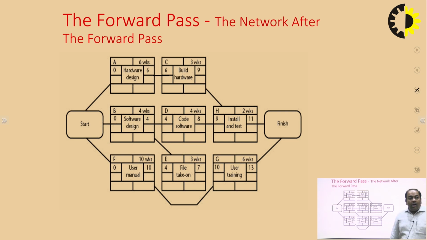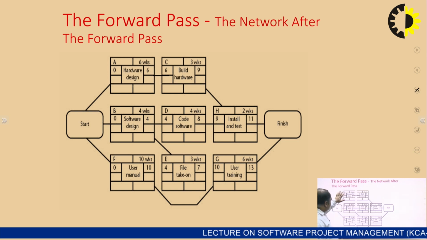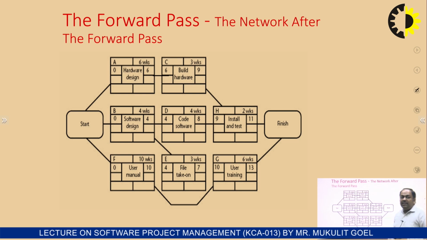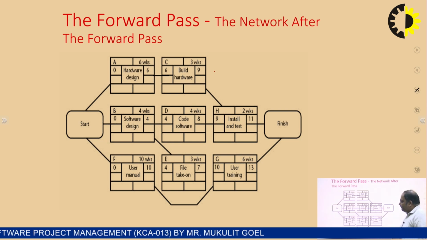So what we do after the forward pass, we write the earliest start date and earliest finish date. So we fill up the second column of this precedence network model after activity labeling. So the earliest start of A, B and F is 0, 0, 0 and earliest finish is 6, 4, 10, and the activity C starting is 6, so 6 plus 3 duration becomes 9, 4 plus 4 becomes 8, 9 plus 2 becomes 11, 0 plus 10 becomes 10, 4 plus 3 becomes 7, and for G it will become 13.